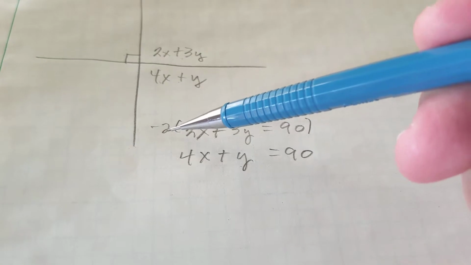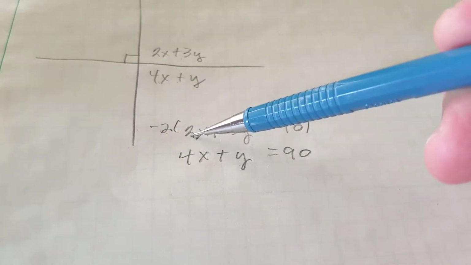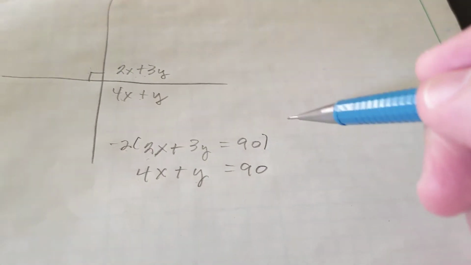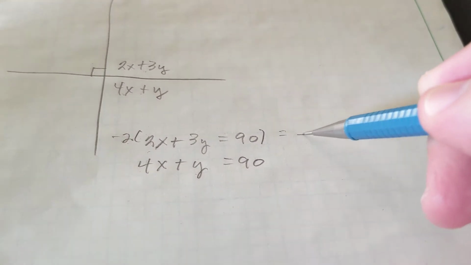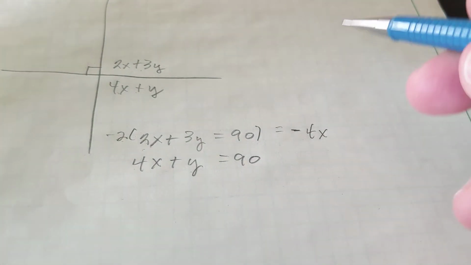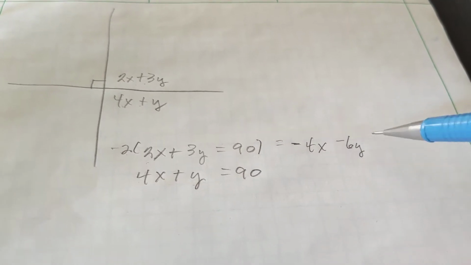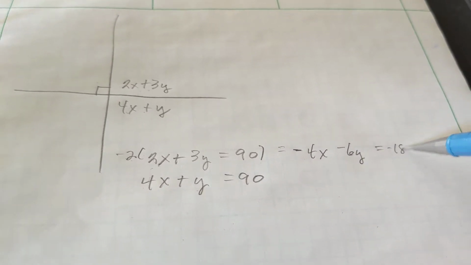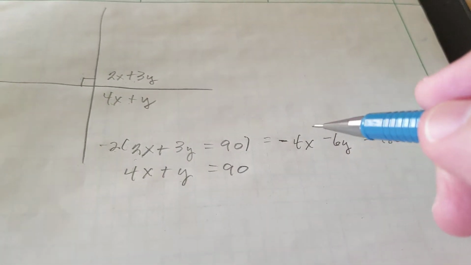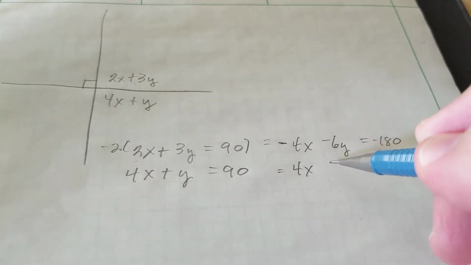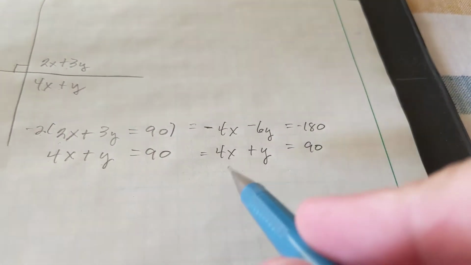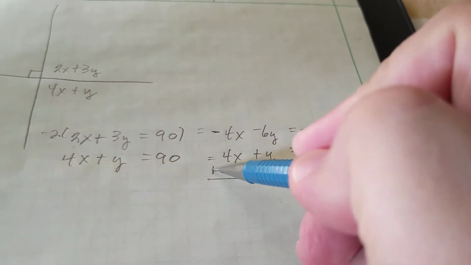Now, the reason I chose -2 is I know that -2 times this is -4x, and I want to be able to cancel it with that 4x. So this is going to be equal to -4x. So I'm multiplying -2 times every bit of this. -6y equals -180. So I just distributed -2 to everything there. And of course this one I'm just going to leave alone. I'm going to write it just like it is. So it equals what it did before because I didn't really do anything to it.